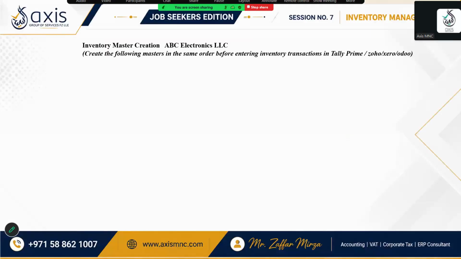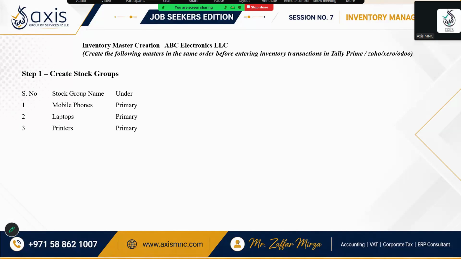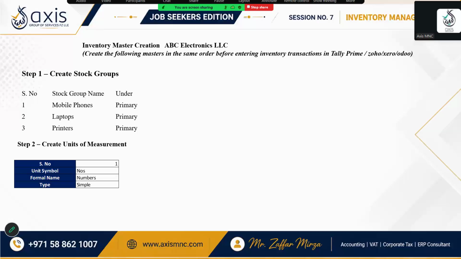Now, inventory master creation. Create the following masters in the same order before entering the transactions. So, create the stock groups. How to create the stock group? What stock groups we need to create? Just plan it. Stock group names: mobile phones, laptops, printers under primary. We'll create 3 stock groups and we'll create unit of measure, step number 2.